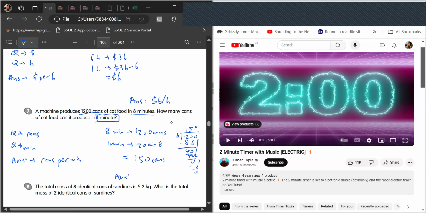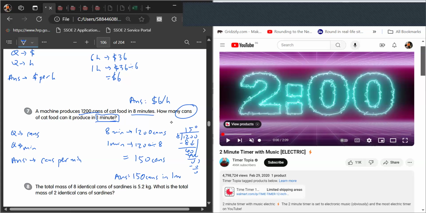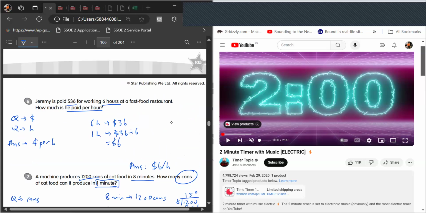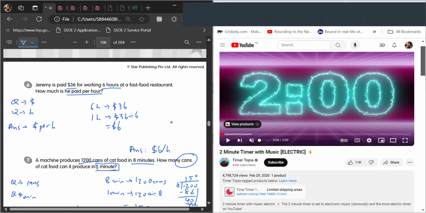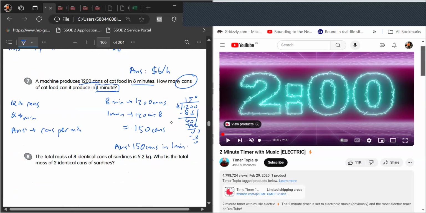So if in your answer you write 150 cans, full stop, it is acceptable, because the question asks for how many cans. So you write 150 cans in 1 minute or 150 cans per minute. Or you don't have to write that, you can just write 150 cans. But for question 6, it's important to be very clear. He's not paid $36, he's not paid $6, he's paid $36 for 6 hours and $6 per hour. So your units need to be very careful.